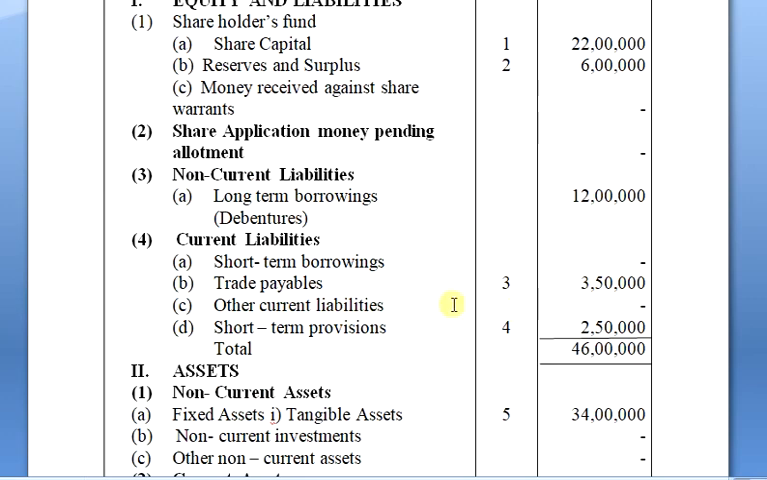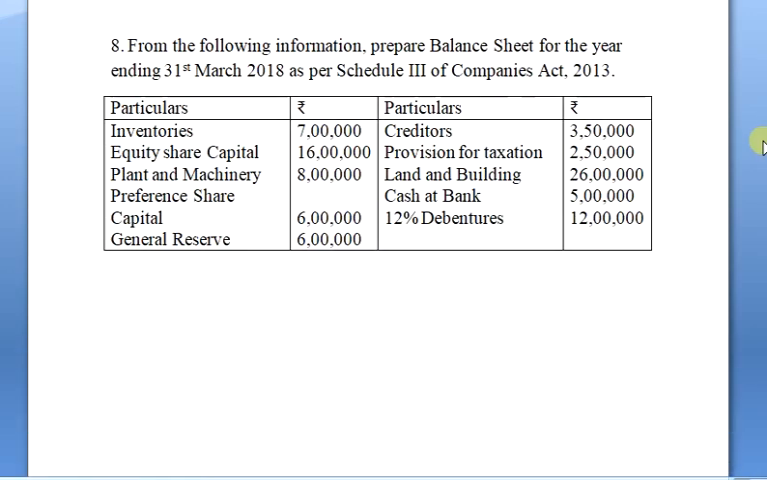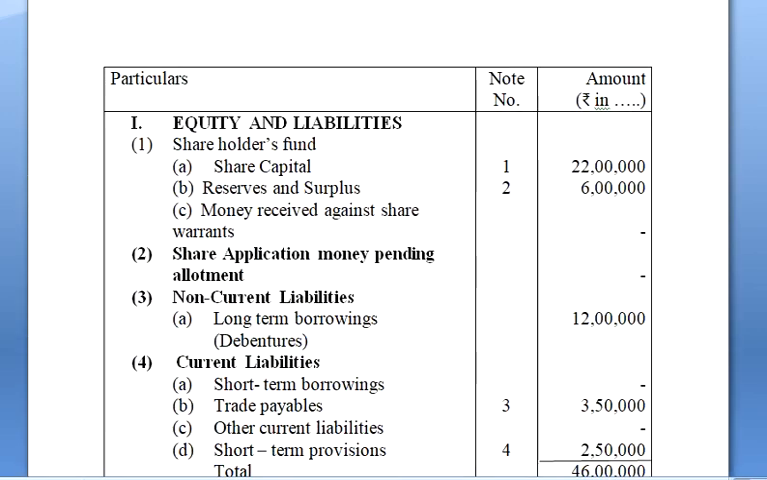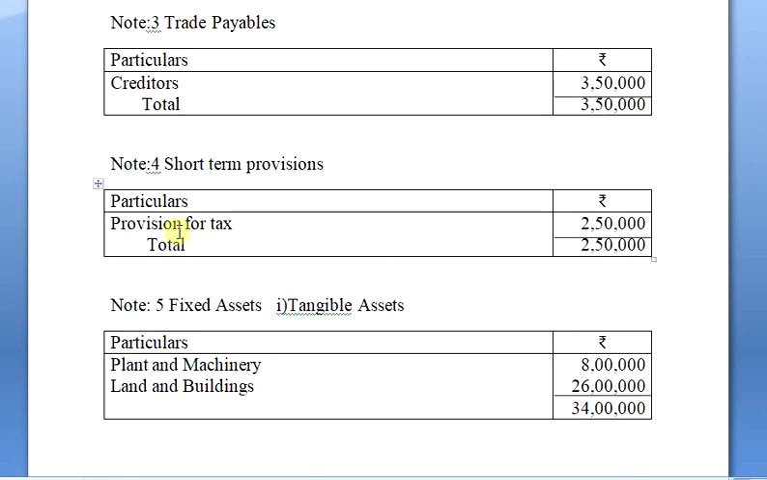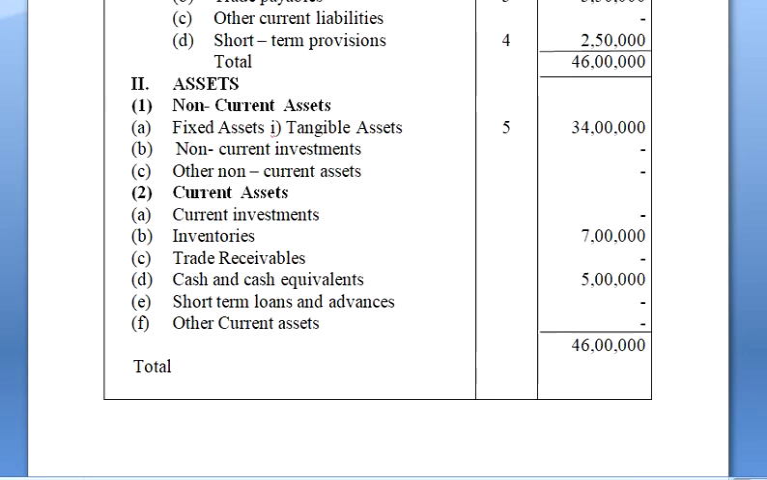Other current liabilities is nil. Short term provisions 2,50,000 is there. Where have we taken that 2,50,000 from? See here, short term provisions 2,50,000 is nothing but provision for taxation, of 2,50,000, my dear students. So coming to that note also, we have maintained. See here, short term provisions, provision for tax, how much is there? 2,50,000, total 2,50,000, that we have considered under the short term provisions.